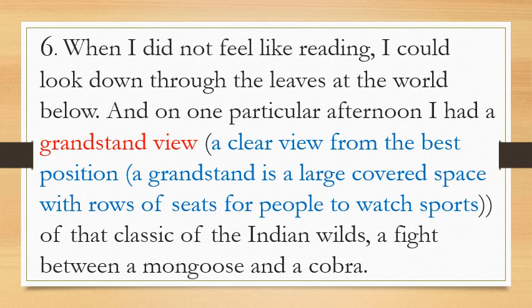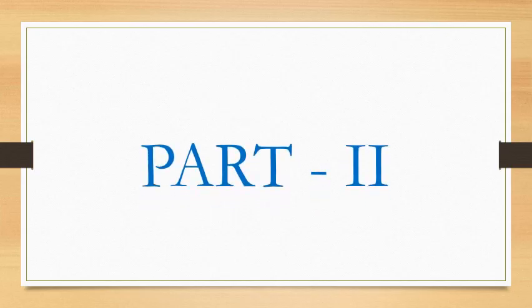Means the boy made a rough platform on which he used to sit and read adventurous books during hot summers. From here he also watched the world under the tree. One day he watched a fight between a mongoose and a cobra while sitting on the tree. So, this was the story of part 1. Now let us read the story of part 2 to know about what happened next.